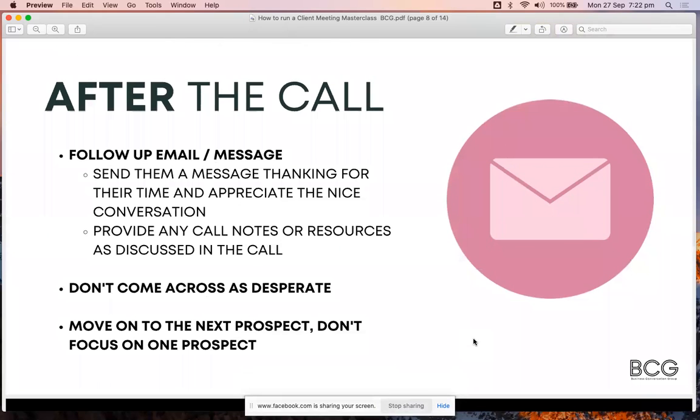Okay, so after the call. After the Zoom call, you turn off Zoom, and instead of messaging them straight away, just wait a couple of minutes or maybe an hour and then send them a message or email saying, "Thank you for your time, it was nice talking to you," and provide them any details or call notes. That's what I usually do.